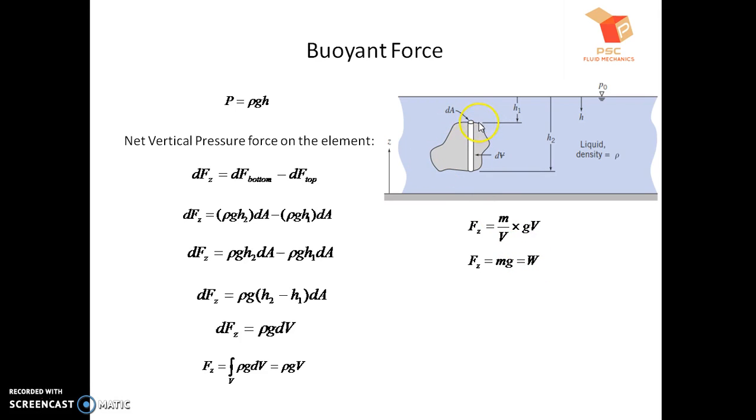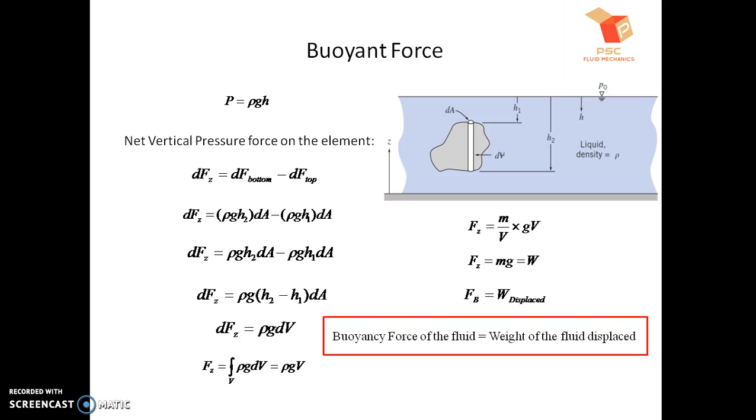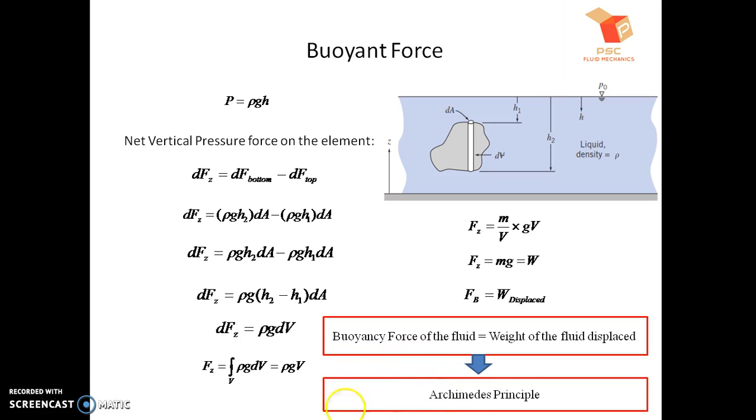It is because the volume of the element and the volume of the fluid displaced are one and the same, because of which we can say now the buoyancy force of the fluid is equal to the weight of the fluid displaced, and this is known as Archimedes principle. So Archimedes principle states that the buoyancy force of the fluid is equal to the weight of the fluid displaced.